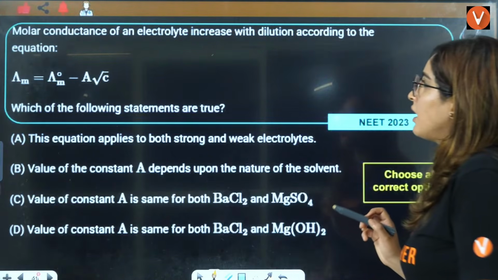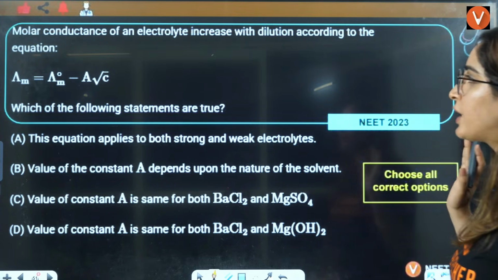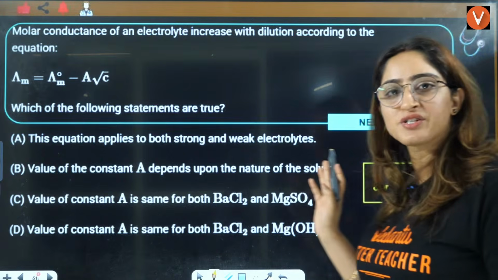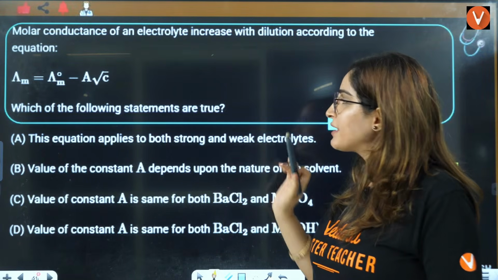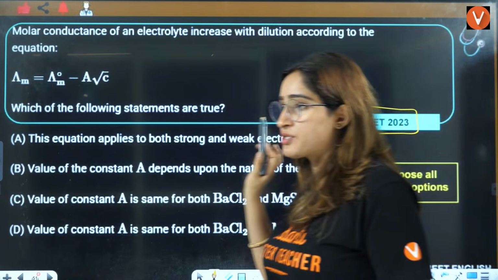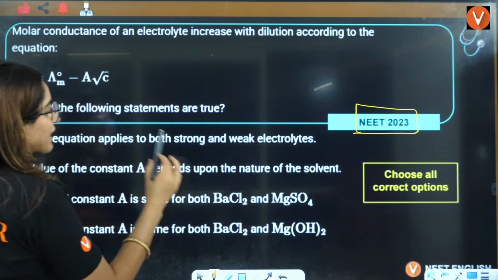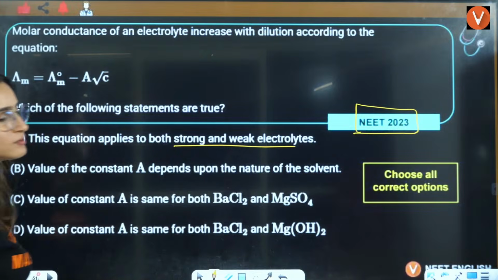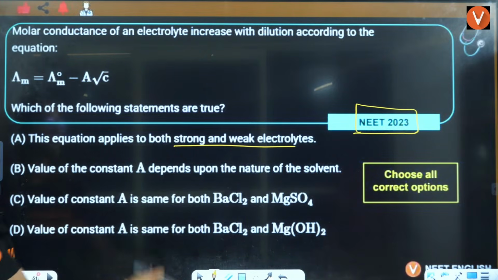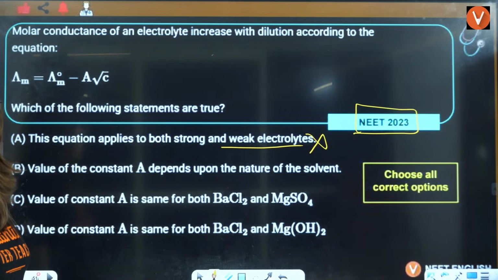Molar conductance of an electrolyte increases with dilution according to the equation. This is the equation that you have. Which of the following statements is true regarding this equation? This is a NEET 2023 question, and they are saying to choose all correct options. This equation applies to strong and weak electrolytes. Is it? No. It is only applied to weak electrolytes, not to strong electrolytes.